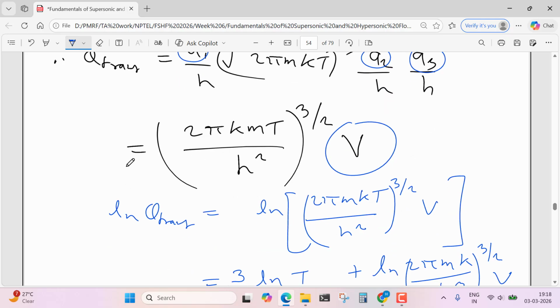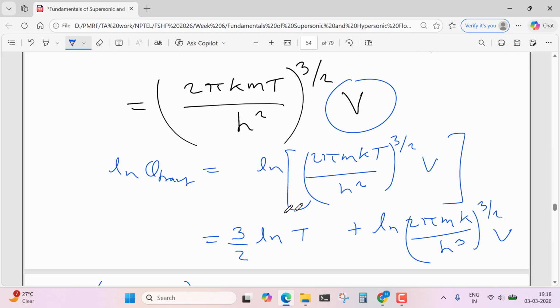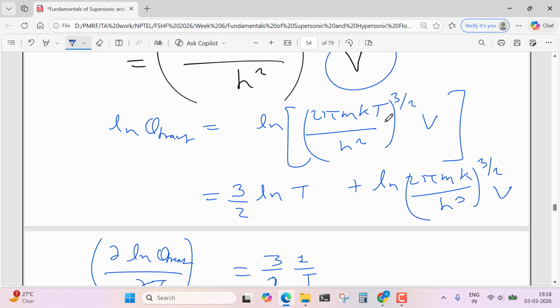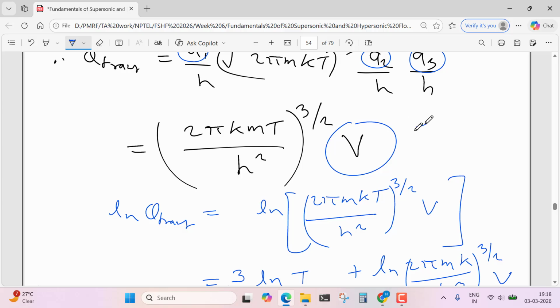So log Q translation will be log of 2 pi mkT upon h square to the power 3 by 2 into V, and we will write T and V terms separately. So we will get this equal to 3 by 2 log T plus log 2 pi mk upon h square, to the power 3 by 2, into V. Now from here itself you can see that this Q translation is nothing but a function of volume and temperature.